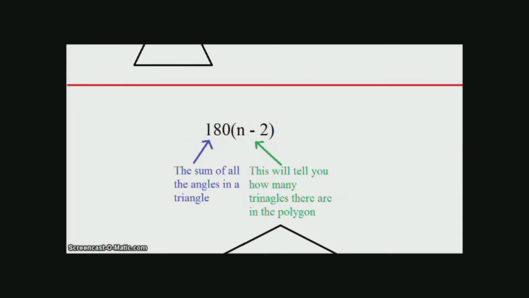Now you might be thinking, why a triangle? Well, this is because you can usually find a triangle in a polygon. And if you find all the triangles in that polygon and multiply that by 180, you'll get the sum of all the interior angles in that polygon. And that is what we need.